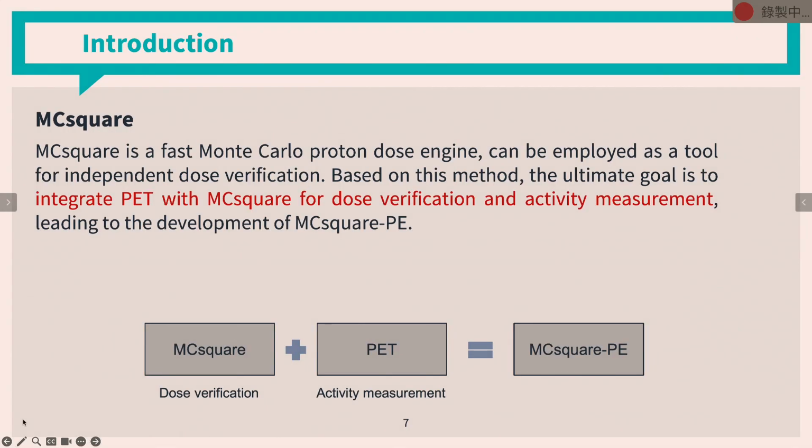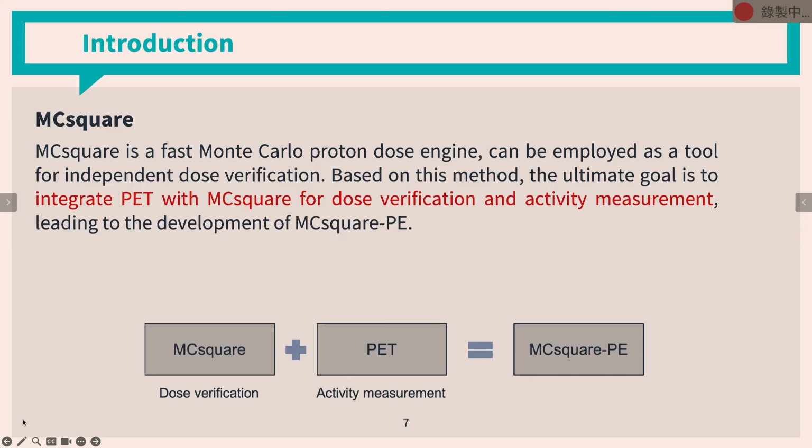MC² is optimized for fast and accurate proton dose calculation, completing a full IMPT plan within 3.5 minutes. It has been adopted in some clinical centers for independent proton dose verification. Based on MC², my research lab developed a physical model for positron emitter production, leading to MC² PE, a fast, synchronized proton dose and positron activity calculation system for range verification.